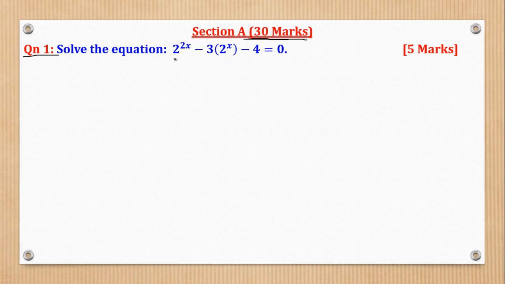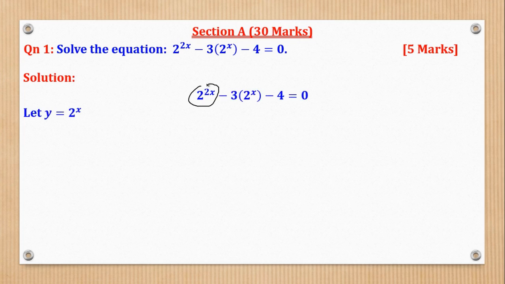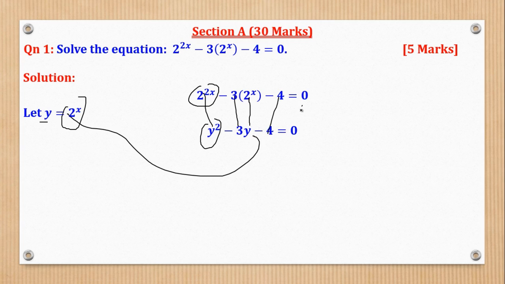And question 1 says, solve 2 to the power 2x minus 3 multiplied by 2 to the power x minus 4 equal to 0. So the first thing to do is to realize that this can be expressed in terms of 2 to the power x. So let's make 2 to the power x be y. That means this becomes y squared, because this is the same as 2 to the power x, everything raised to the power 2. Which gives you y squared. Then 3 is here, and 2 to the power x is y, as we have said here. This minus 4 equal to 0.